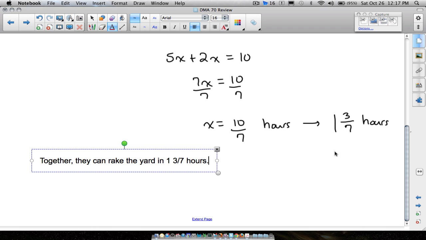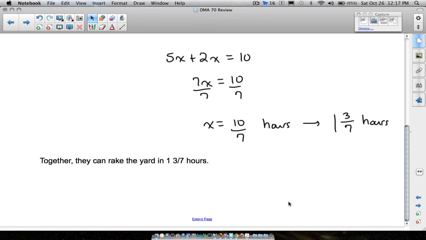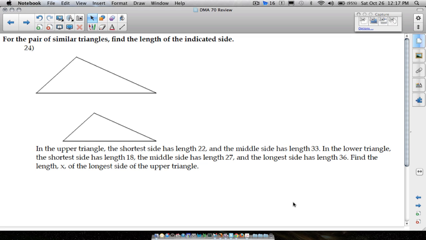That does not mean an hour and 37 minutes. That does not mean an hour and 30 minutes or an hour and 7 minutes. Just leave it like that. 1 3/7 hours is fine. Now, if you start thinking about that, how much time is that really? 3 is not quite half of 7, so they can do the job in a little less than 1.5 hours. A little less than that. But that's your solution there. If they work together, they can rake the yard in 1 3/7 hours.